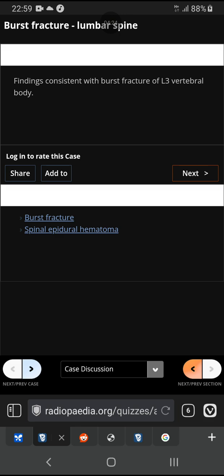Okay, thank you very much. I did very poorly, but okay, we learned about a burst fracture, which includes the posterior part of the vertebra compared to wedge fracture or anterior segment fracture, and it can also compress the spinal cord and cause hematoma, spinal epidural hematoma, like we saw right over here. Thank you very much, and that's it. Thanks to Radiopaedia.